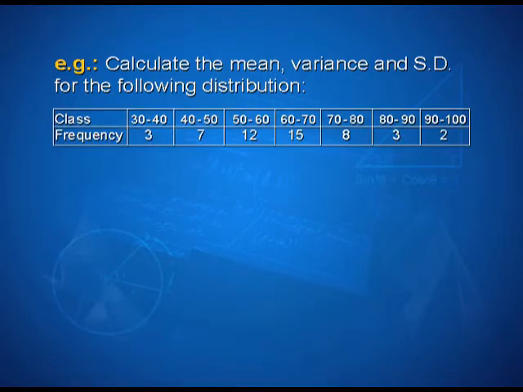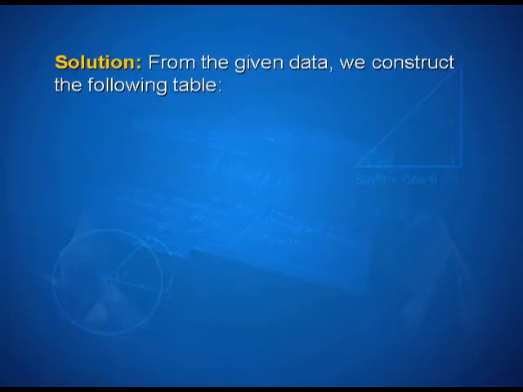Calculate the mean, variance and standard deviation for the following distribution. We have the class intervals as 30 to 40, 40 to 50, 50 to 60, 60 to 70, 70 to 80 and so on till 90 to 100. And corresponding frequencies are 3, 7, 12, 15, 8, 3 and 2. Look at the solution now.